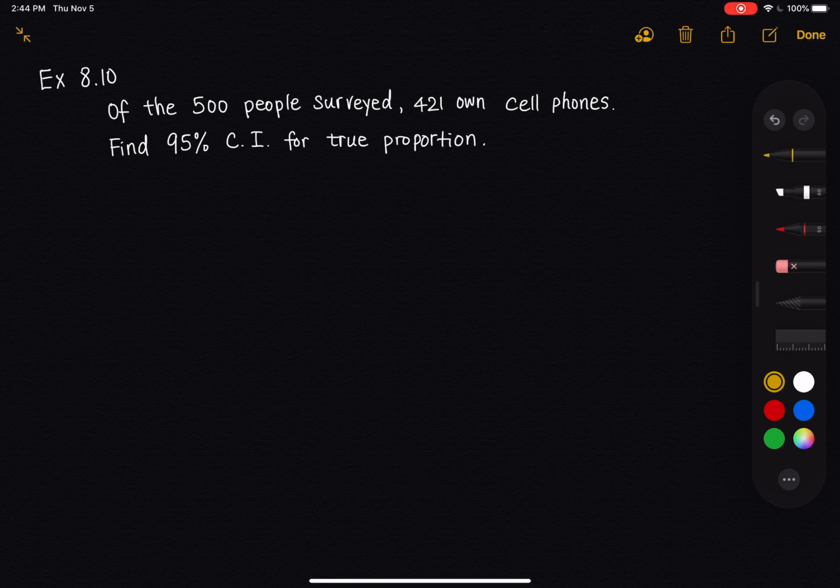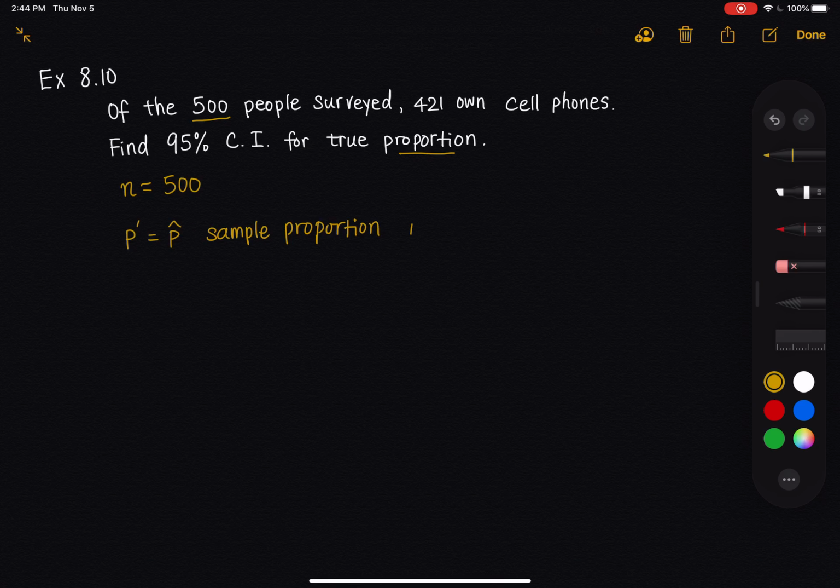So we have to write down some keywords here. We are surveying 500 people, so we know n equals 500. And we are looking for a proportion, so we have to look for the sample proportion. Our textbook uses p prime, and it's the same as p hat in our handout. Those denote the sample proportion.